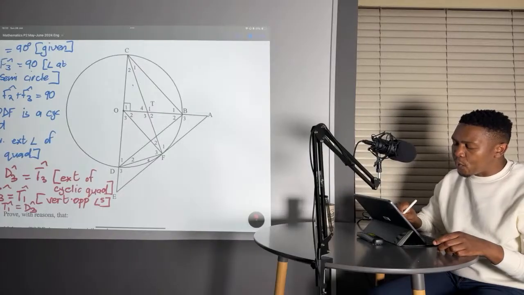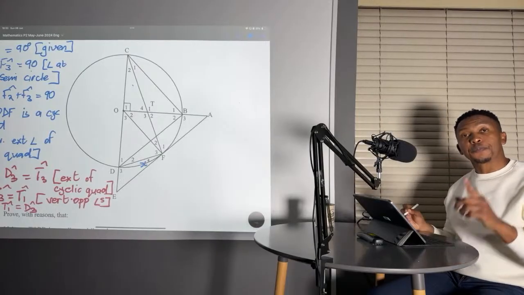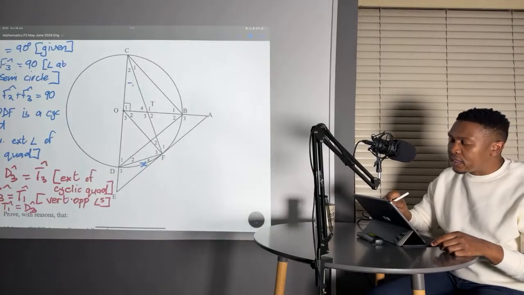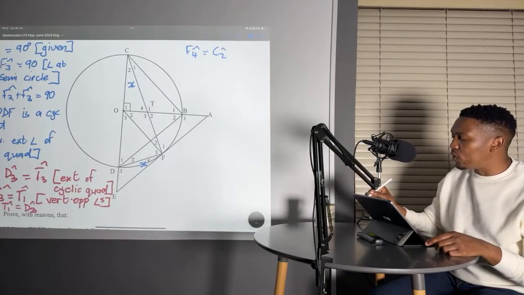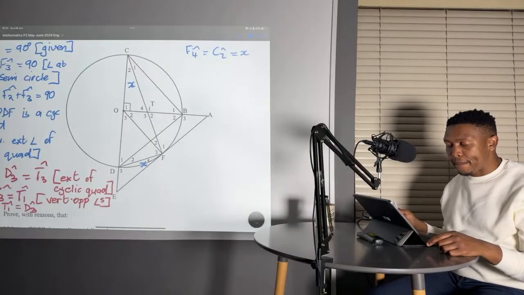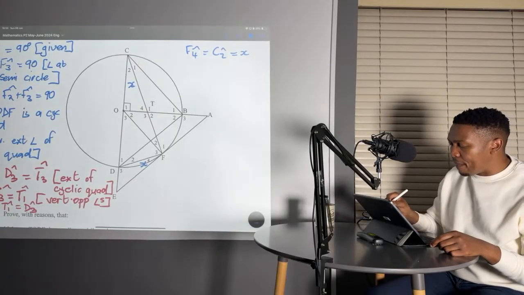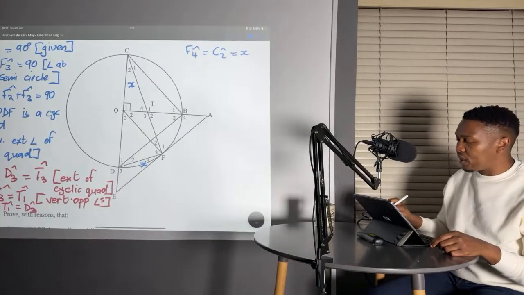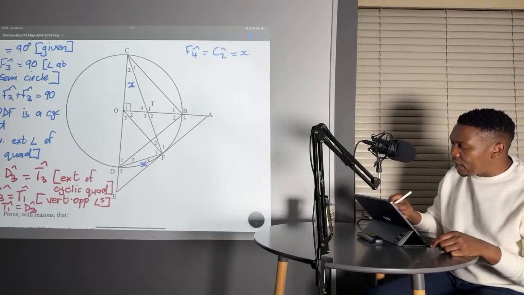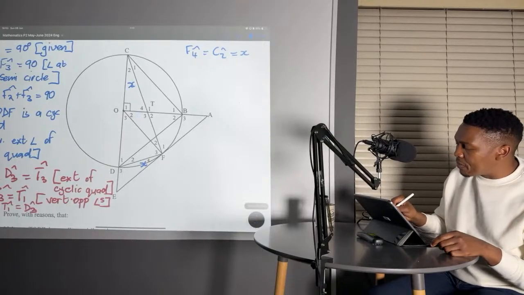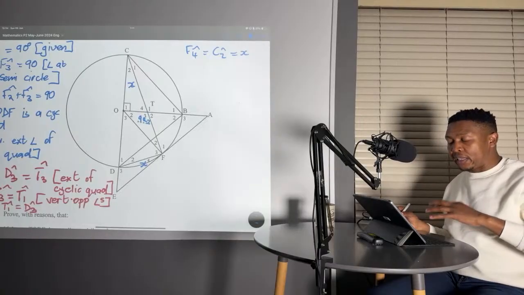I started with F4 and I said, look, what if we called this angle here x? Then it means that angle C2 is equal to x. So F4 is equal to C2, which is equal to x. Now, what does that mean? Even much simpler, that meant that this angle over here becomes 90 minus x. So I am inside the triangle now.